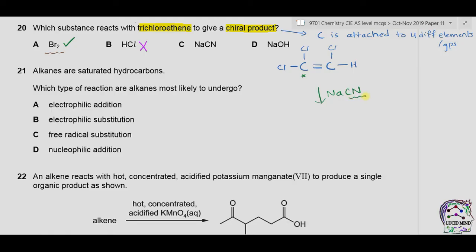As we know that cyanide is a nucleophile, so it can replace chlorine atom. The double bond is not disturbed. So when double bond is present, the carbon is not chiral. So NaCN is also incorrect. Similarly with sodium hydroxide, nucleophilic substitution will occur as OH is a nucleophile. So chlorine can be replaced by OH. Again double bond is not disturbed, so therefore the product is not chiral. The correct answer is therefore A.